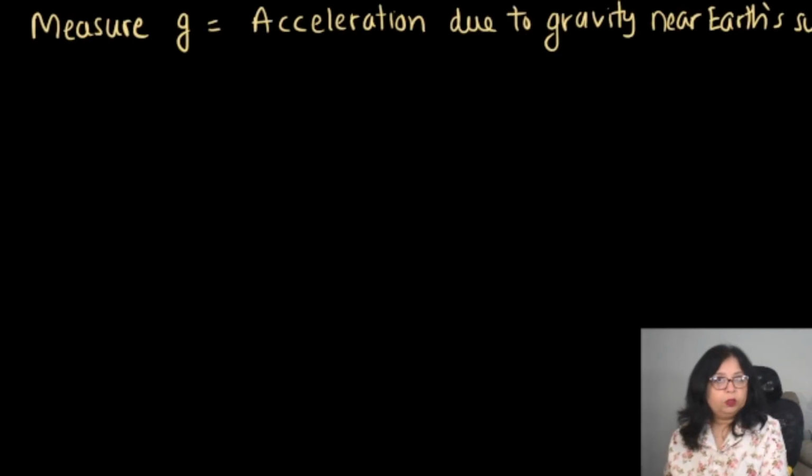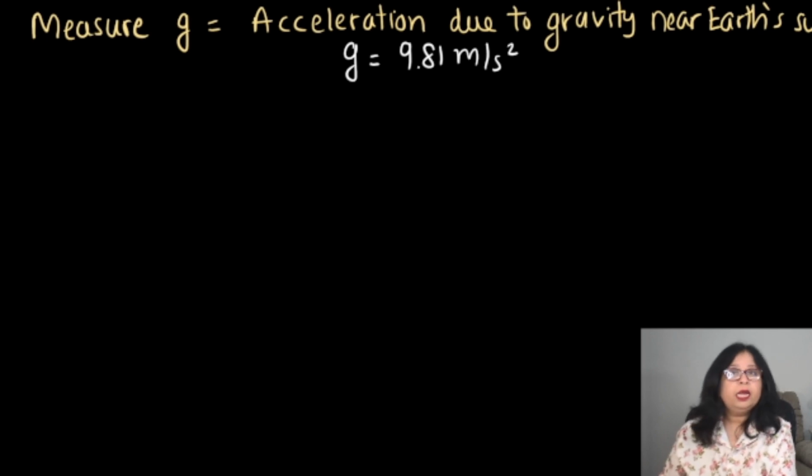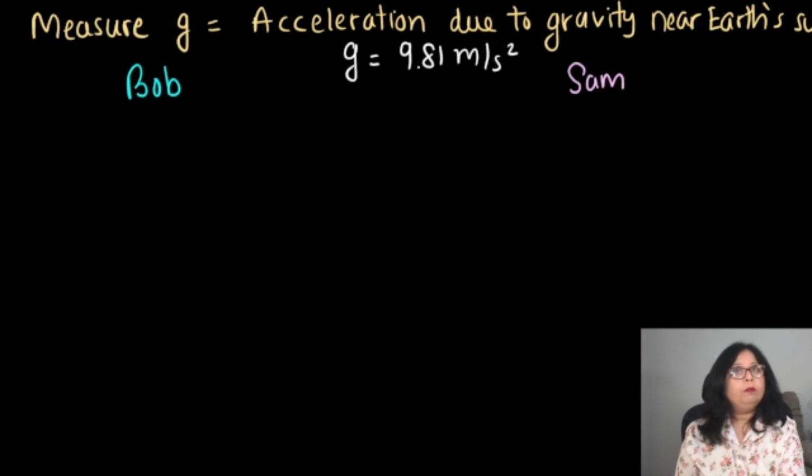Consider an example to understand the difference between precision and accuracy. Let's say an experiment is being performed to measure the value of g, the acceleration due to gravity near the surface of Earth. Now we know that the value of the acceleration due to gravity near the surface of Earth is 9.81 meters per second squared. Let this experiment be performed independently by Bob and by Sam, and we are going to compare the data of Bob and Sam.